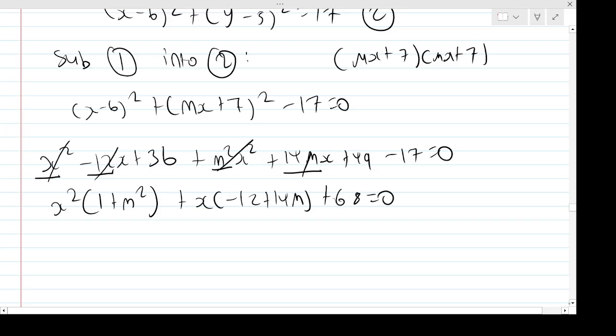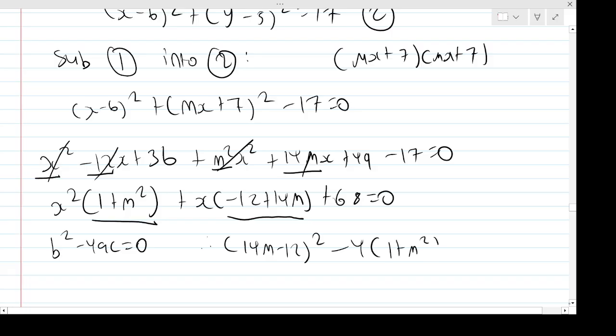And now I've got a quadratic in x, and then I can use the discriminant. Because it's a tangent we're dealing with, that means there's only one intersection with the circle, which means the discriminant's equal to 0, because there's one real root, one distinct real root. Therefore, b squared is this coefficient here of 14m take away 12, all squared, then take away 4 lots of a, which is this bit, 1 plus m squared, of c, which is 68, and that's equal to 0.